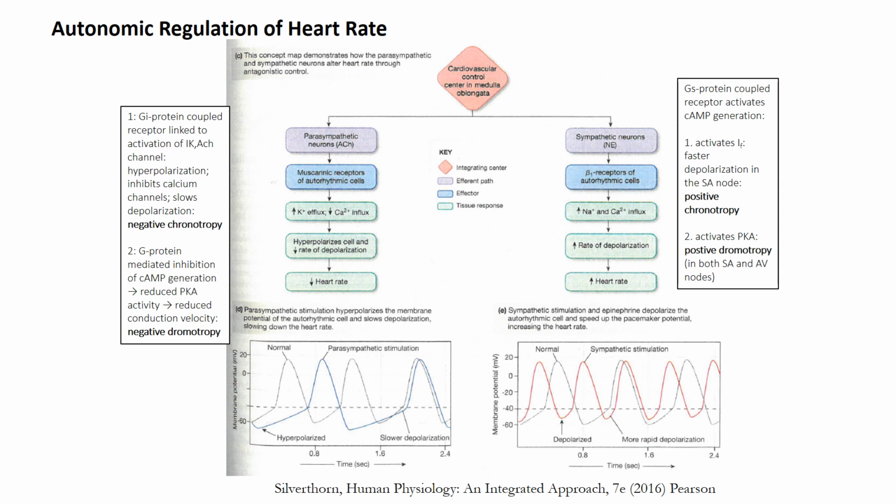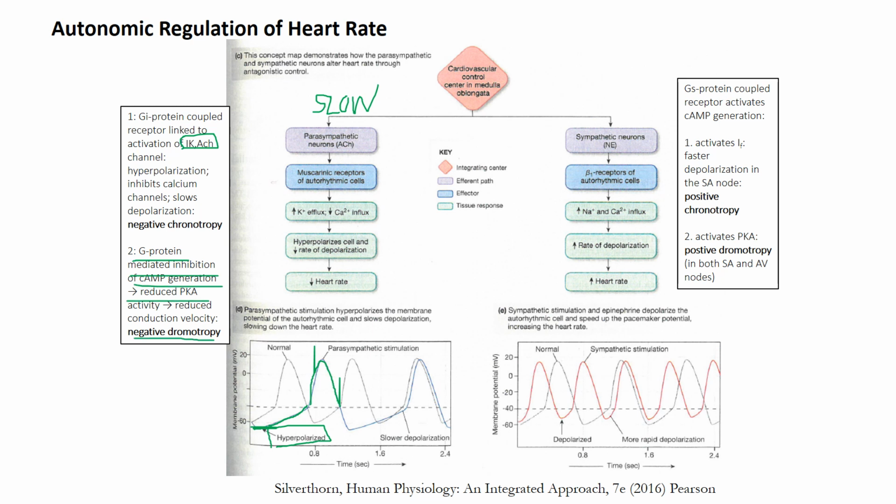So in order to slow things down, the cell is hyperpolarized here on the left. That occurs by upregulating potassium channels. That brings the minimum potential more negative, more hyperpolarized, closer to the potassium equilibrium potential. And the result is that it takes longer to depolarize to reach the threshold needed to open up the calcium channels to trigger an action potential. There's also a G protein coupled pathway triggered by parasympathetic outflow to the AV node that reduces conduction velocity.